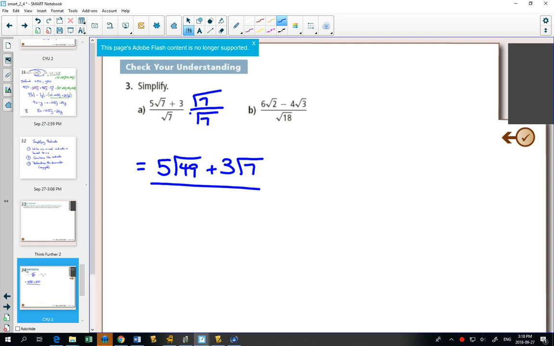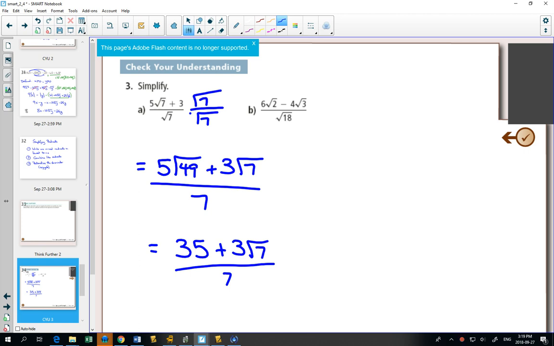And root 7 times root 7, okay? Maybe now you're already comfortable with just saying 7. You okay that I didn't go to root 49 first and then make it 7? Okay? And so on the top, I still can simplify the square root of 49 because it's 7. 7 times 5 is 35 plus 3 root 7 over 7. And each time you write a new line, you have to go through all 3 of those steps.